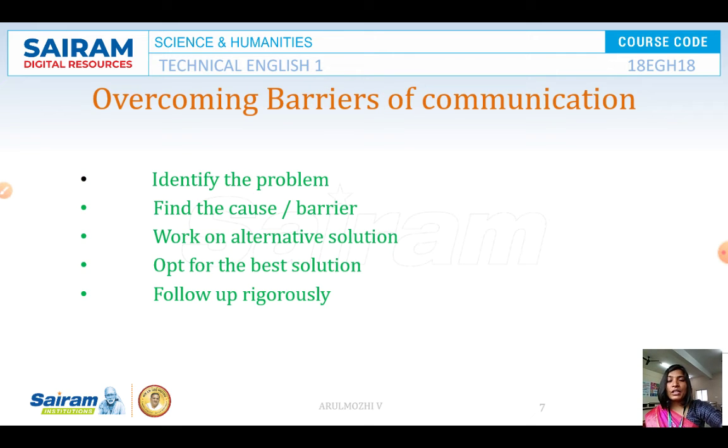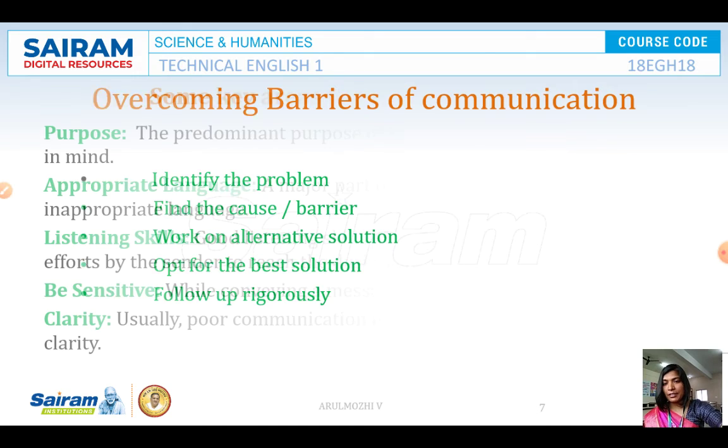And how to overcome communication barriers? Identify the problem first and then try to figure it out. If you can't figure it out, go for alternative solutions. If you want to go for an alternate solution, prefer the best solution. Go for the best solution, the best second choice of solution, and then follow all these steps rigorously without any failure.